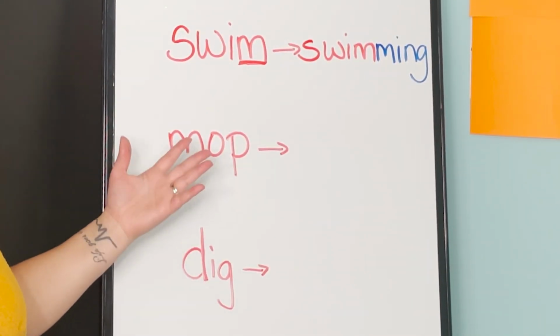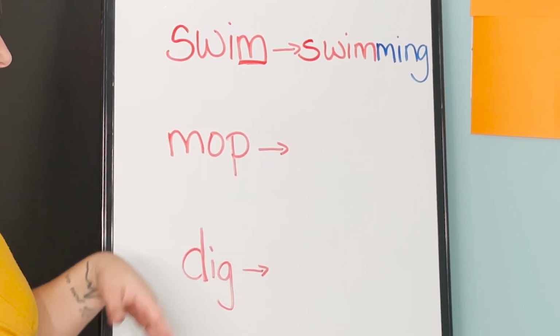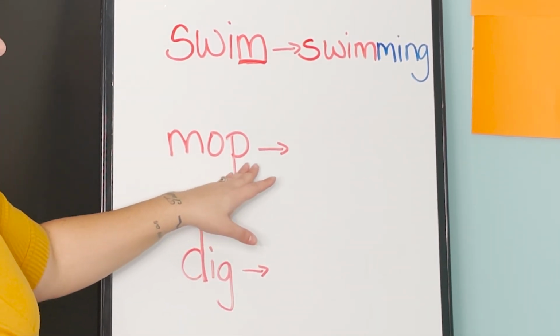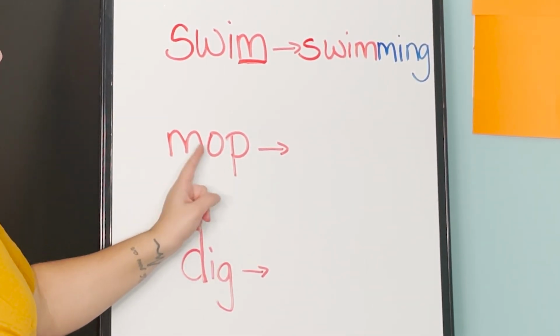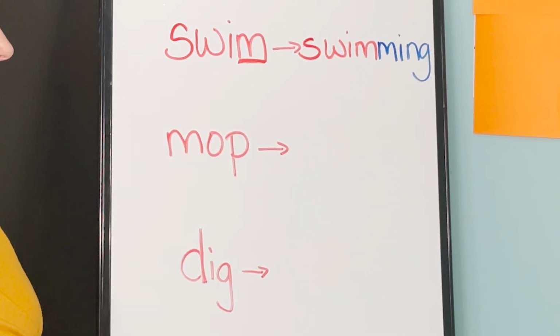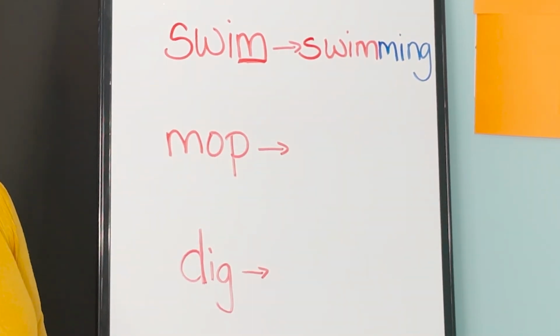Here's your word. Give it a shot. Mop. Mop follows the CVC pattern. Consonant, vowel, consonant. There's a short vowel here. Mop. You're going to change the word to mopping.